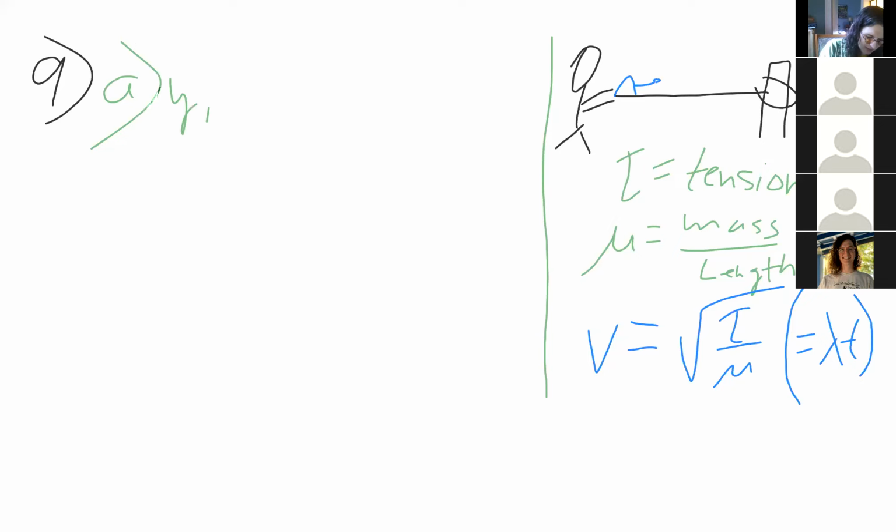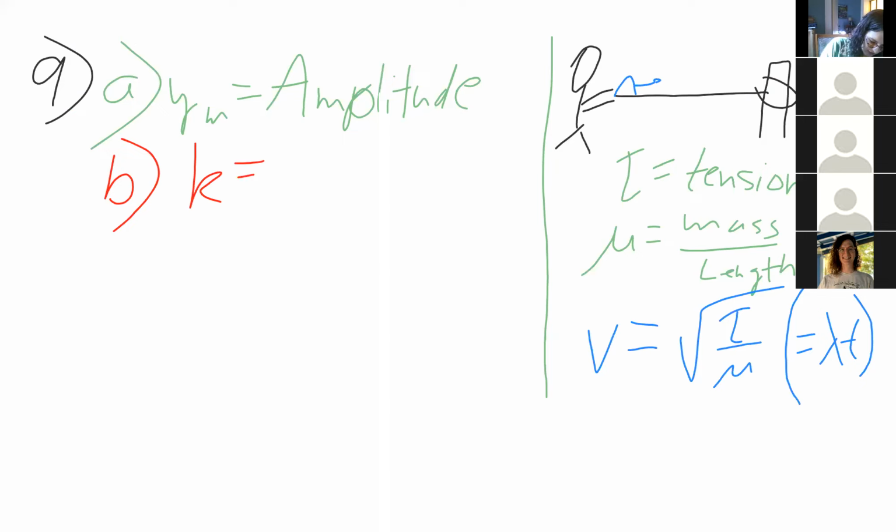Y max is actually just the amplitude. So that's actually given. And that's part A done. Part B, they asked me to calculate K. I know that K is 2 pi over lambda. And they did not give me lambda. So I have to do a little bit of work here.